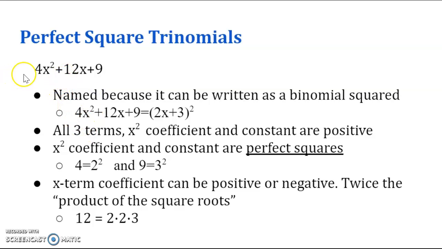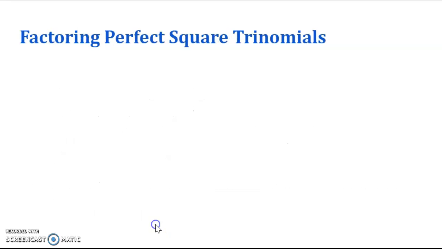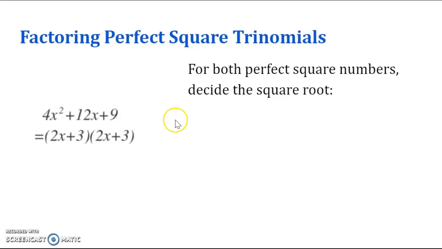And that 12 is the square root of 4, which is 2, times the square root of 9, which is 3, 2 times 3, and we have to double it. That's where the first 2 comes from, and that is 12. So factoring a perfect square trinomial: for both perfect square numbers, decide the square root. What is the square root of 4? That's going to be 2. What's the square root of 9? That's going to be 3.